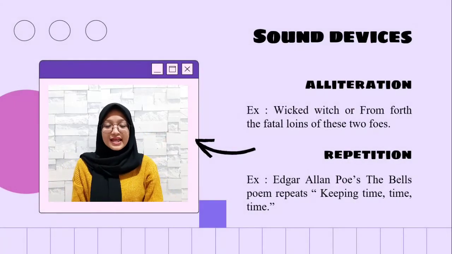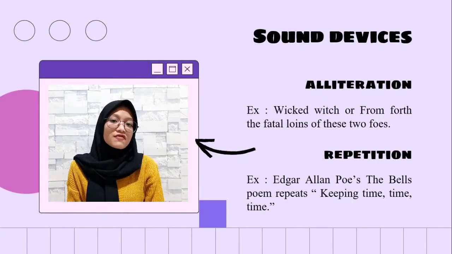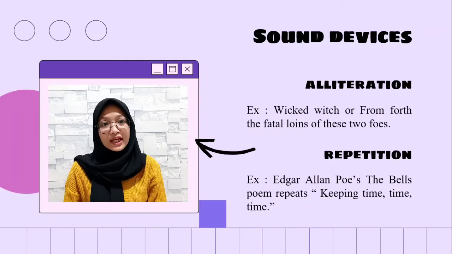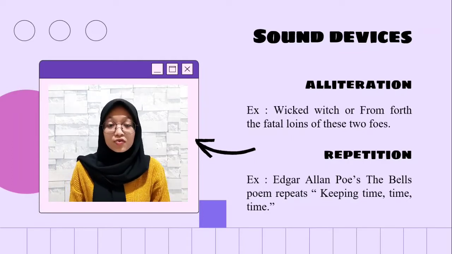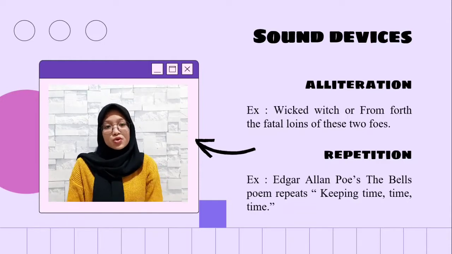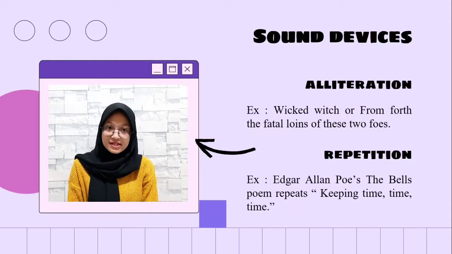Okay, the first point is about sound devices. Sound devices are special tools the poet can use to create certain effects in the poem to convey and reinforce meaning through sound. There are several sound devices.